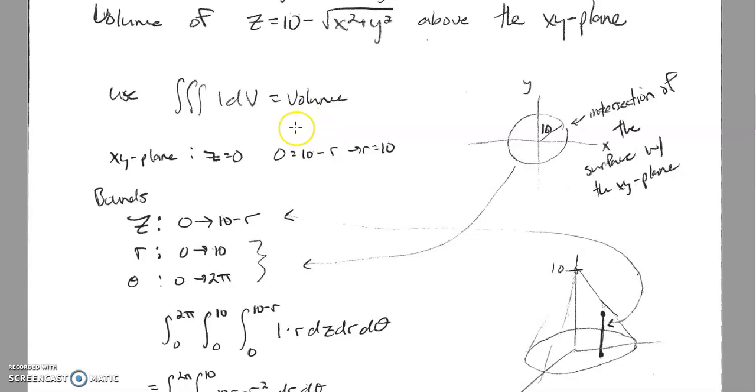Now I need to figure out what my r and my theta bounds are going to be. So what I do is I take that xy plane and I figure out where this cone hits it. To do that, I set z equal to 0 in z equals 10 minus r, right? So I get 0 equals 10 minus r, pop the r over, I get r equals 10. Well, that's this thing, right? This is the intersection of that surface with the xy plane. And you should know how to get that region with r's and thetas. I just let r go 0 to 10 and theta goes 0 to 2 pi.